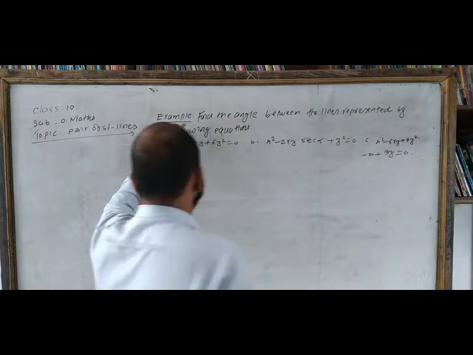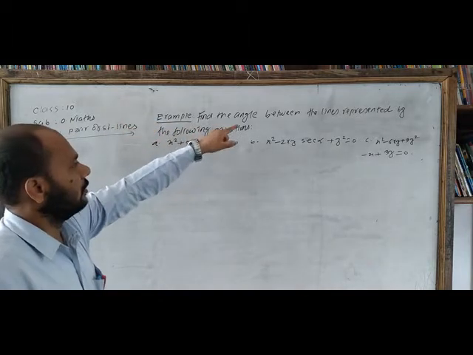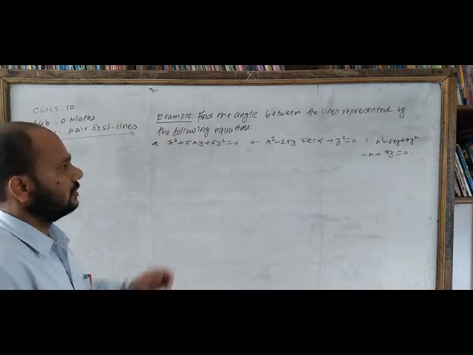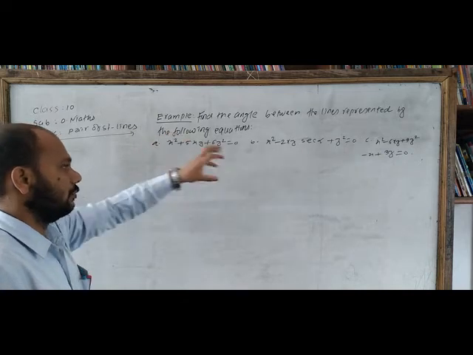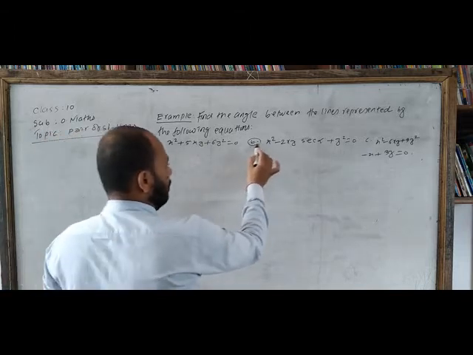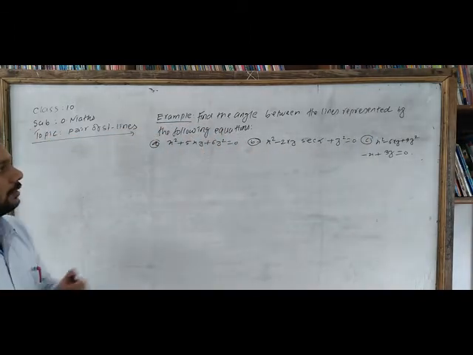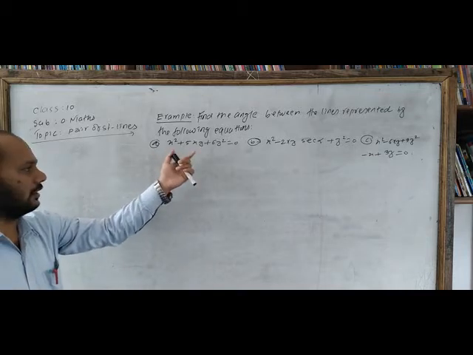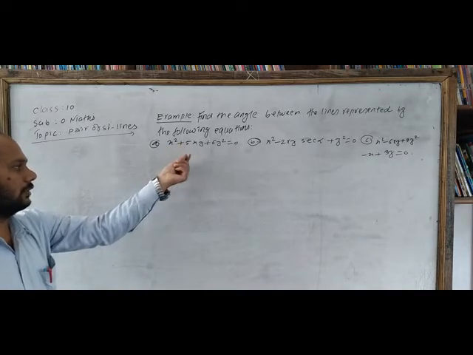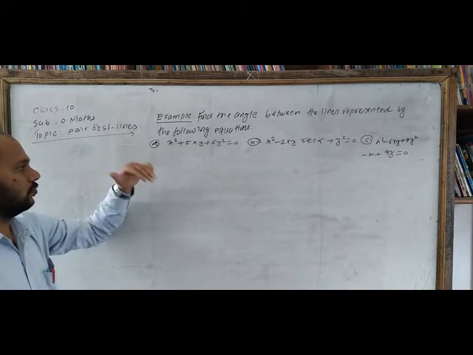In the first question, we have to find the angle between the lines represented by the following equations. We have three equations, and your question says find the angle between them. When we factorize this, we get two lines, since this equation represents two lines. Then you should find the angle between them.